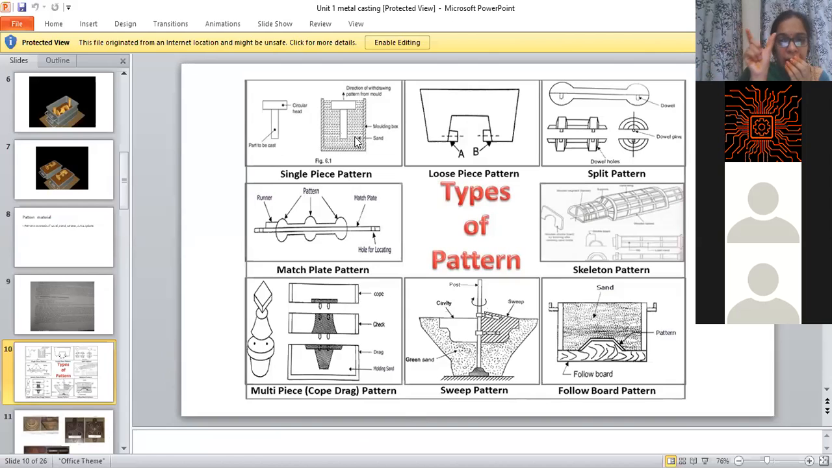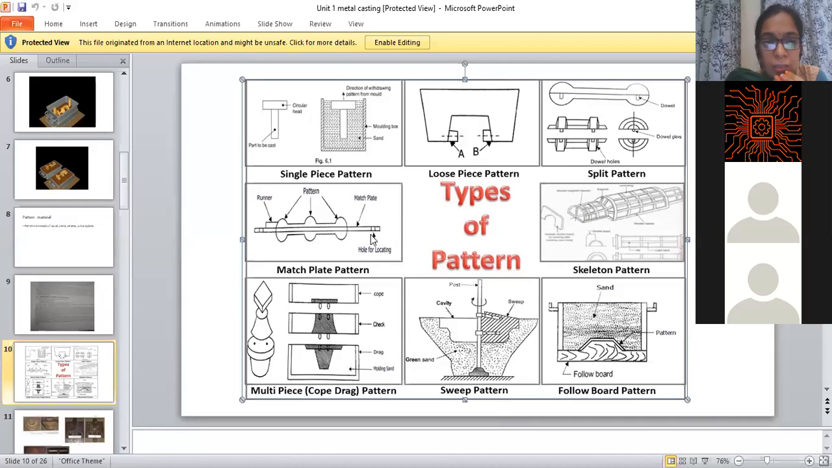You will have just a solid piece, right? Remember, in single piece pattern, you will insert it only in the drag, in the bottom flat. In the drag box only, you will insert the pattern. You will not insert this pattern in the cope box, right? Split pattern will have two different halves. One half you will put in the cope, one half you will put in the drag.